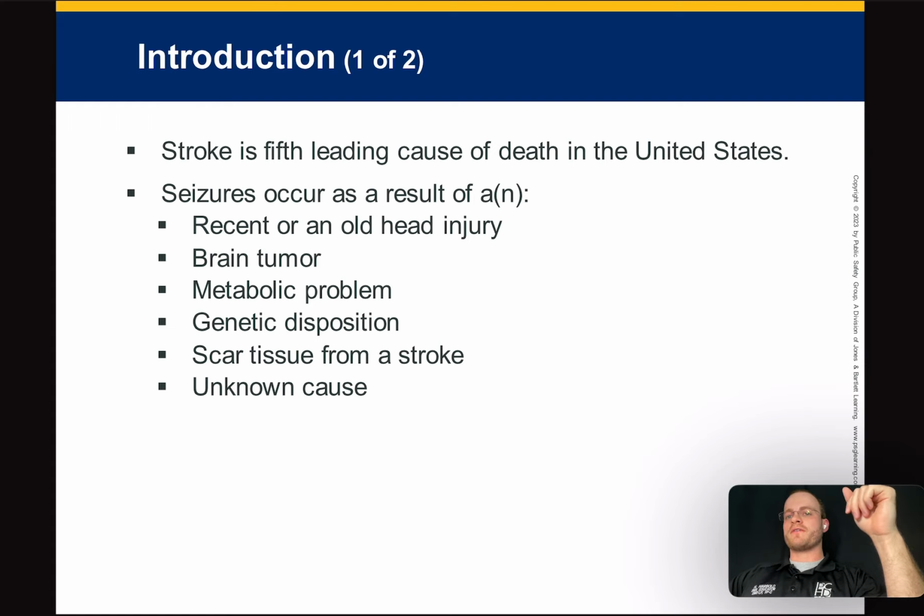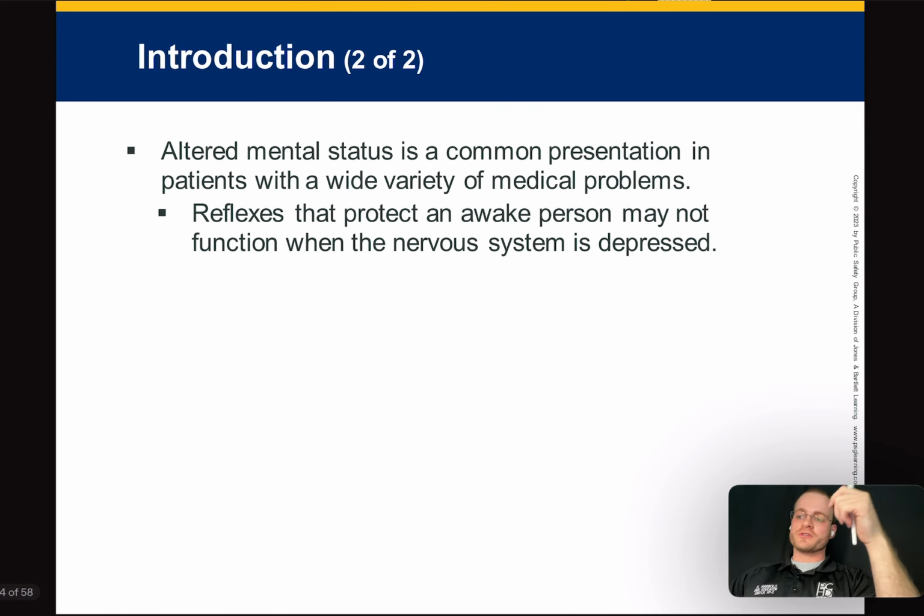Seizures occur as a result of a recent or old head injury, brain tumor, metabolic problem, genetic disposition, scar tissue from a stroke, or an unknown cause, right? Idiopathic. So seizures are almost like a sign and symptom of usually underlying pathology. Seizure actually is a sign. It's really not a pathology itself. It's a sign of something else. So what's causing that, whether it's epilepsy or brain tumor, it gets really complicated. But we have to look at all the causes as differentials. And so that's why the diagnosis of seizure is usually left to a neurologist, because it's a complicated diagnosis.